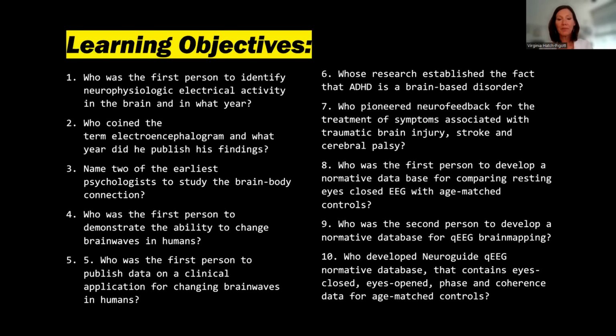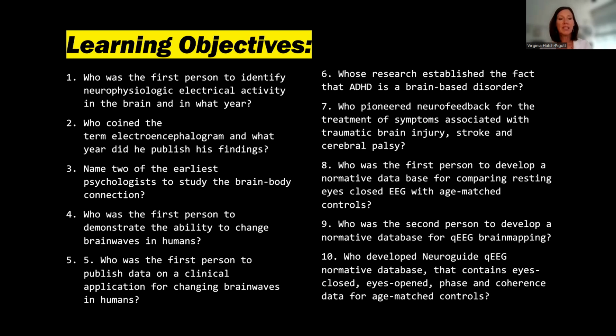What we're going to learn. We have 10 learning objectives. Number 1, who was the first person to identify neurophysiologic electrical activity in the brain? And what year was that? Number 2, who coined the term electroencephalogram? And what year did he publish his findings?